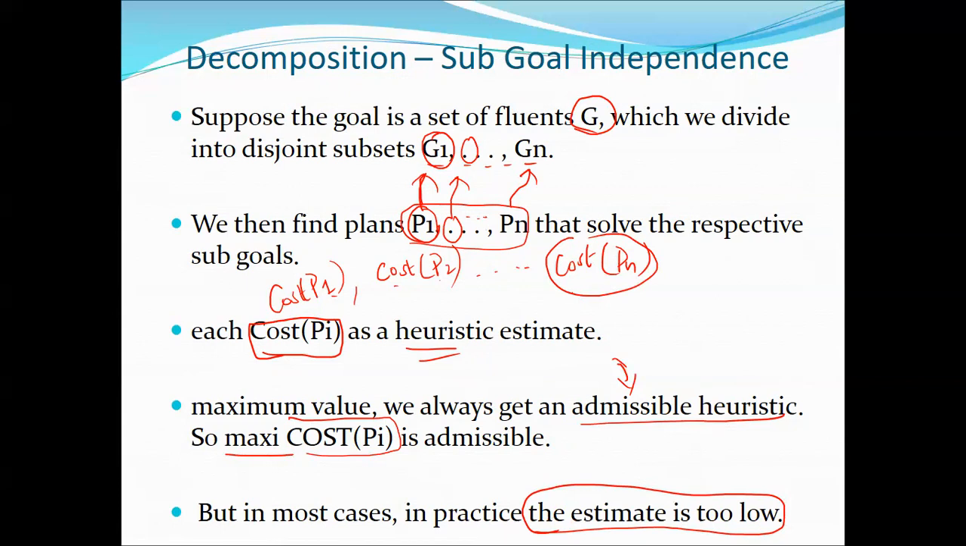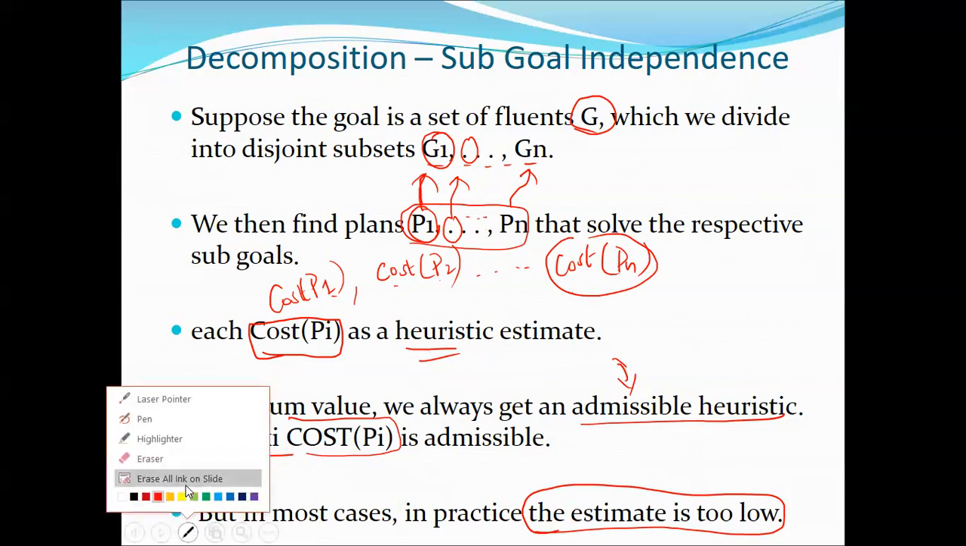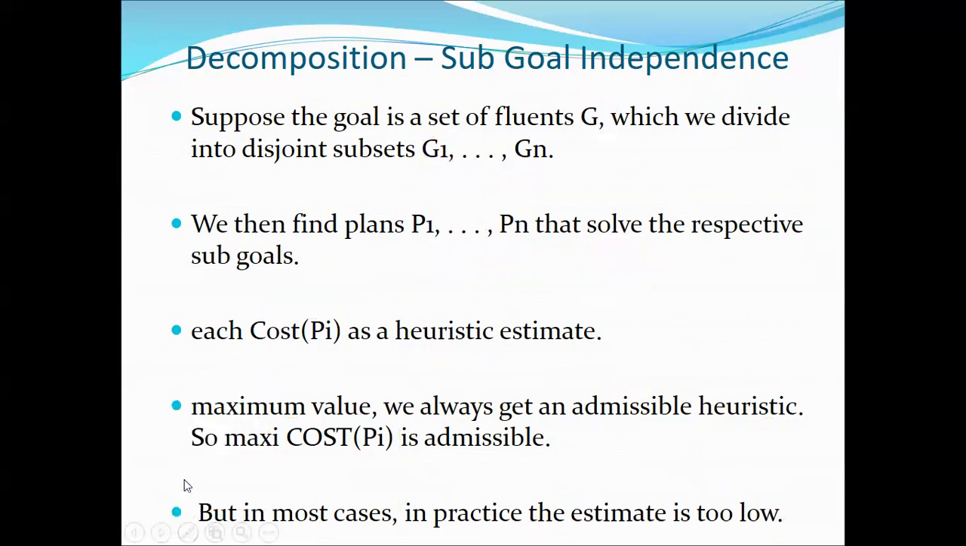If it underestimates too much, then also it will have a number of steps. The number of steps will be more. So too much underestimating is a problem. It should underestimate, but it should not underestimate too much.